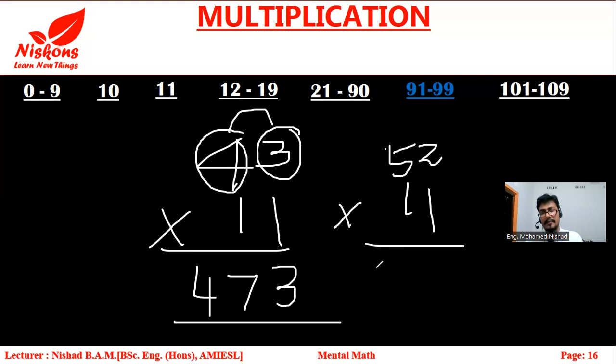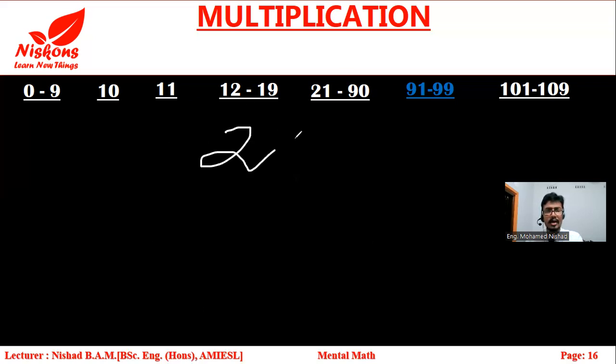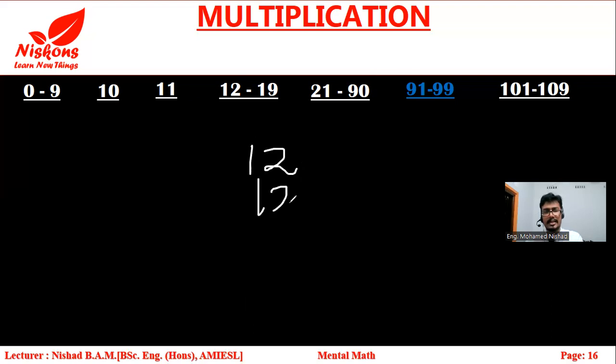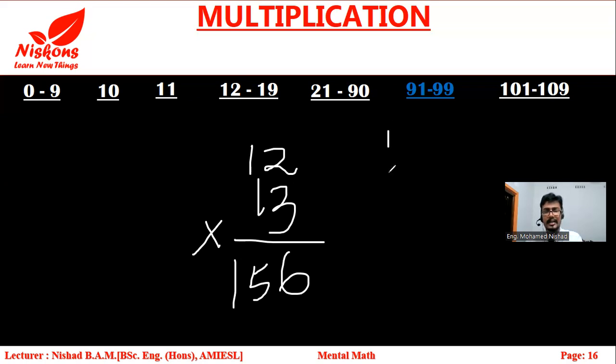What will be the answer? 572. Right? And what will be 224 times 11? 2464. Right? Simple. So what will be 12 times 13? Multiply these two numbers, 6, add these two numbers, 5, and multiply these two numbers, 1. Right? Likewise, what is 15 times 16? What will be the answer?